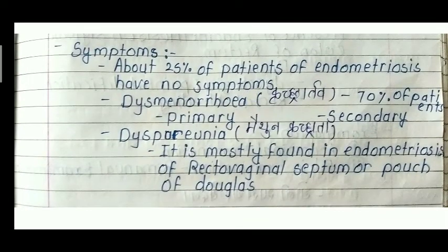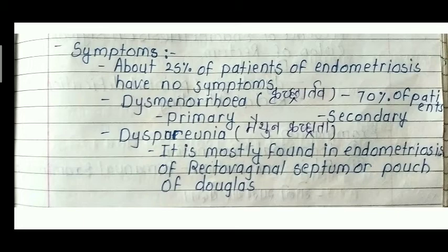Third, so let's see the symptoms of endometriosis. So first point is about 25% of patients of endometriosis have no symptoms. About 25% of patients who suffer from endometriosis usually show no symptoms. Their symptoms are usually dormant in them, or they are carriers.